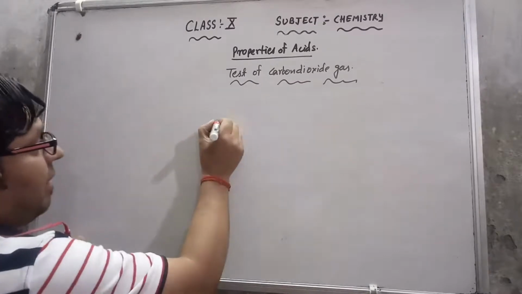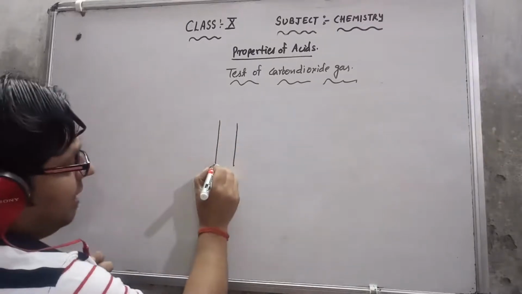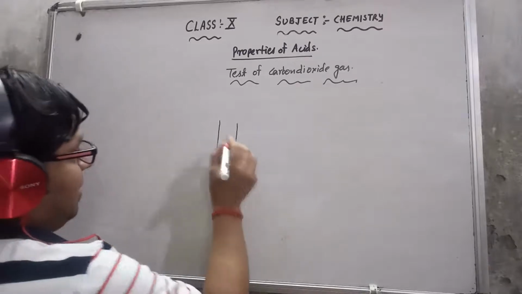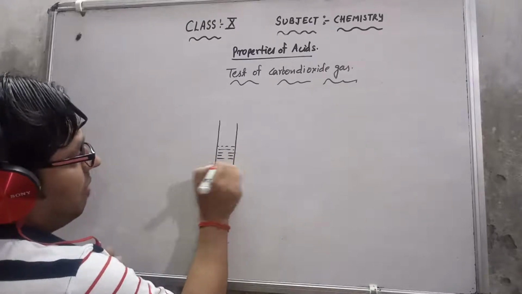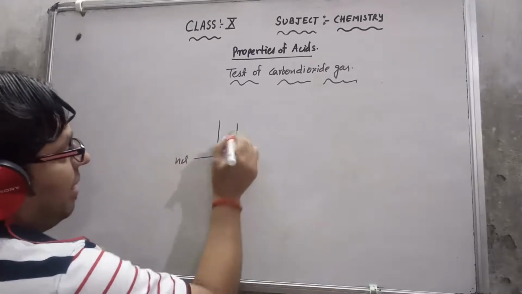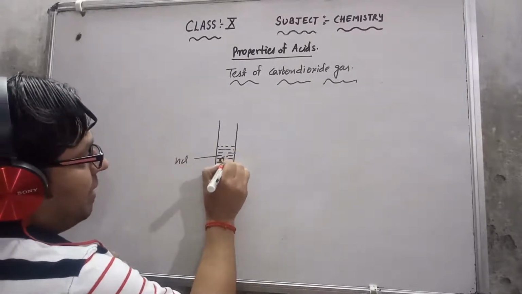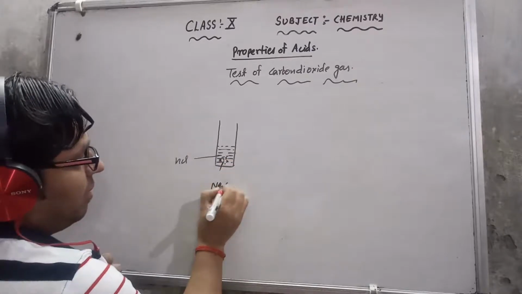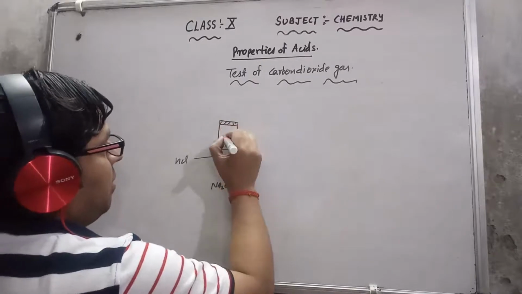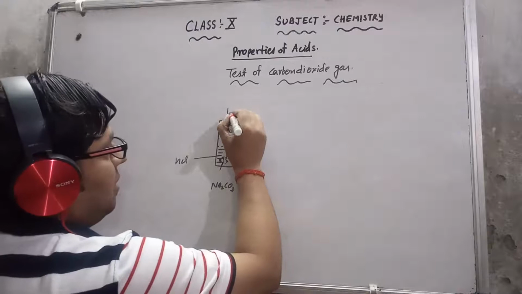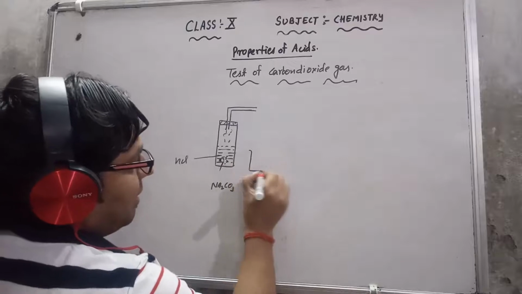Very simple again. I am going to take one test tube. This is a test tube, a gas cylinder I have taken here, and here I am going to take an acid. Suppose this is HCl. I am adding sodium carbonate, Na2CO3. The gas which will be released comes out as vapor. This is a delivery tube from which the gas comes out. And on this side I have taken a container.